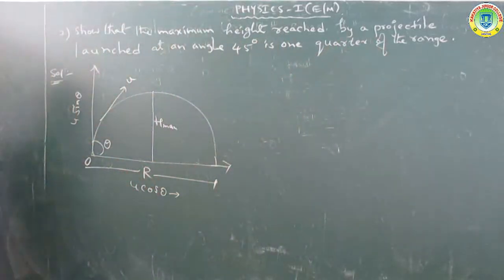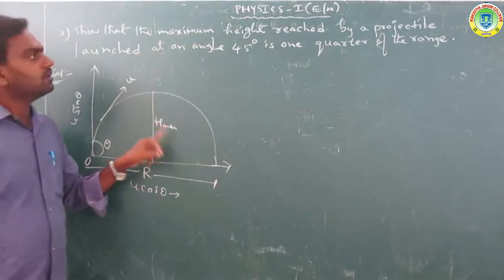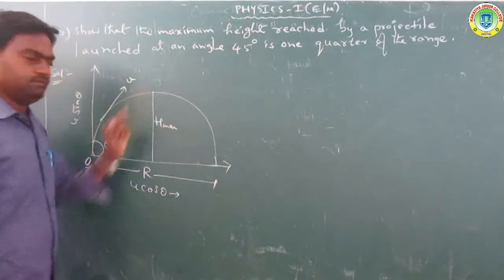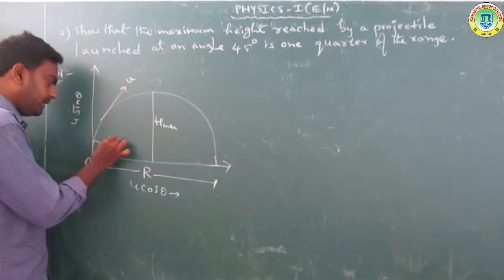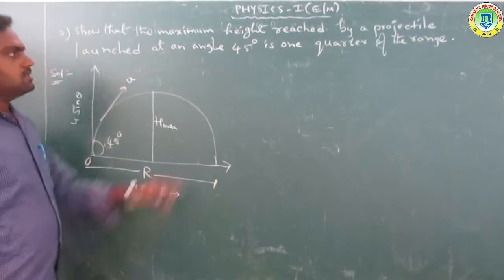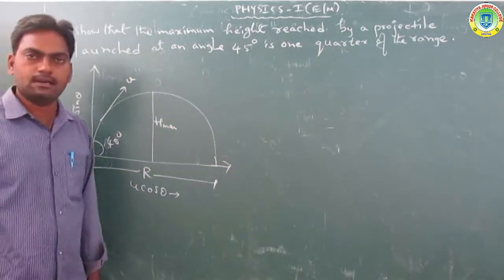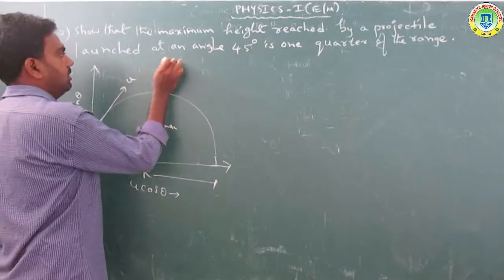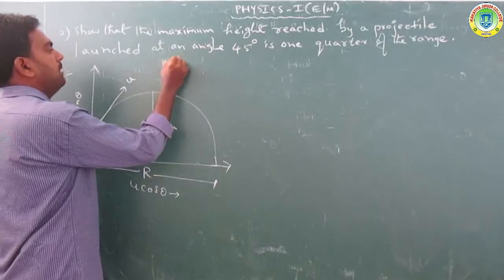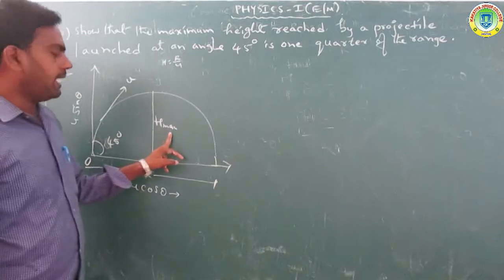Show that the maximum height H reached by a projectile launched at an angle theta of 45 degrees is one quarter of its range. That is, prove that H is equal to R by 4. Let R be the range and H the maximum height.